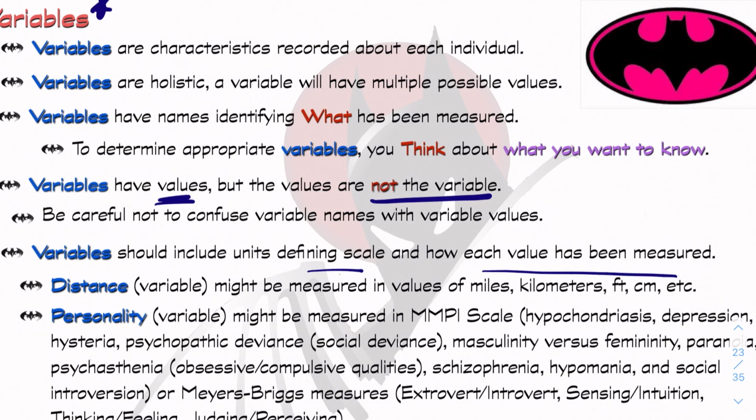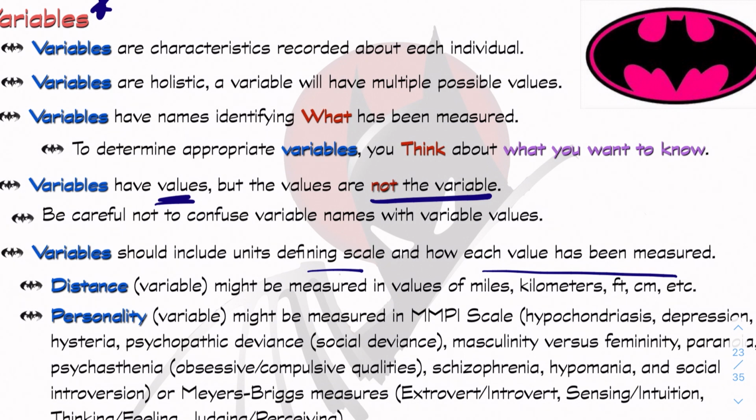So if we're talking about distance, which is a variable, it might be measured in values of miles or kilometers or feet or centimeters, etc. You know how you measured something. We're measuring distance, and it's got a unit.